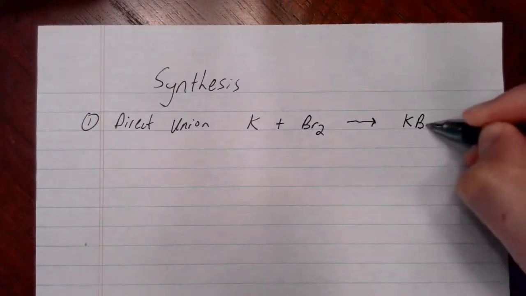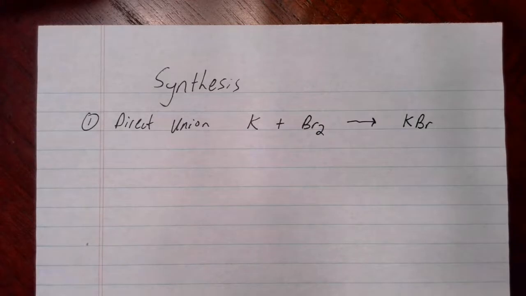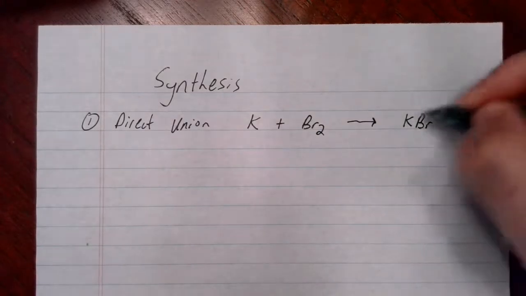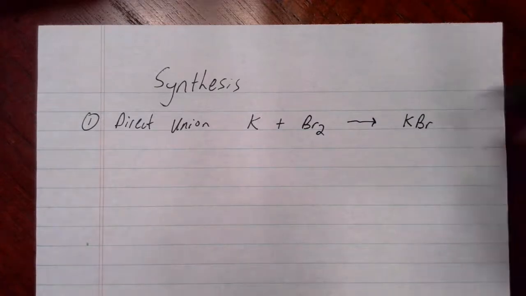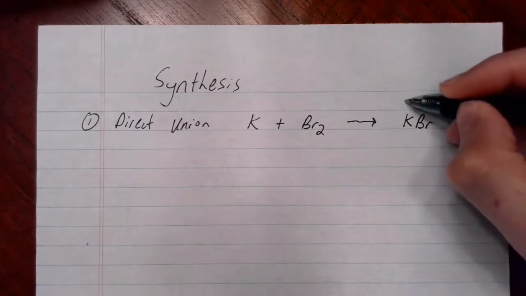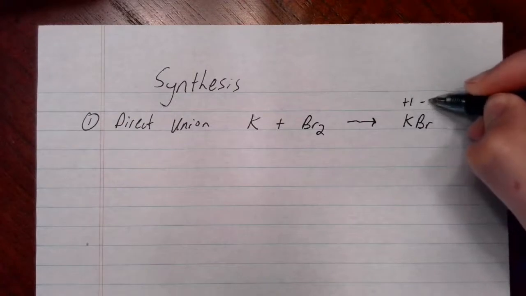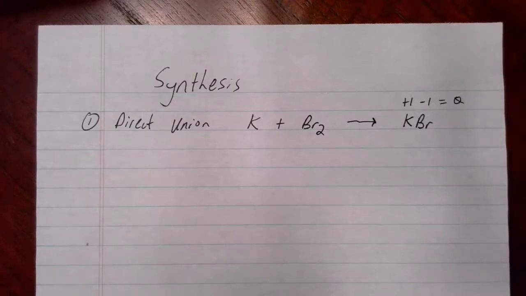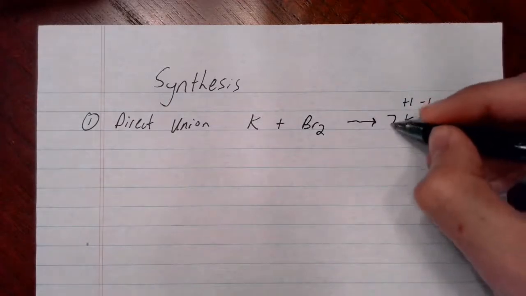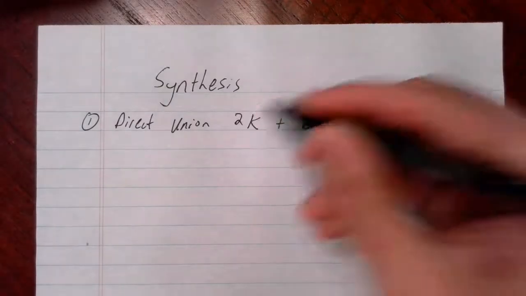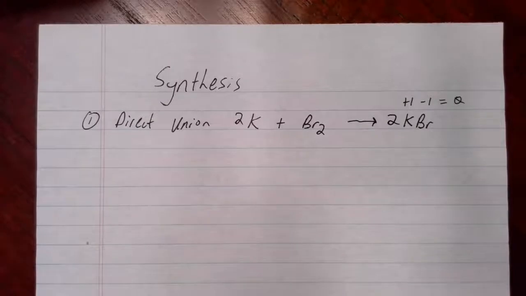What's our product? To solve these problems, you drop off the subscripts and just stick the atoms together. KBr. But it is very important to go back and check your charges, because this is an ionic compound, a metal plus a non-metal. So I have to make sure the net charge is 0. So I have +1, -1, that equals 0, so that product is correct there. But I'm not done. I have to go back and balance it. Put a 2 there, put a 2 there. Now I'm good to go.